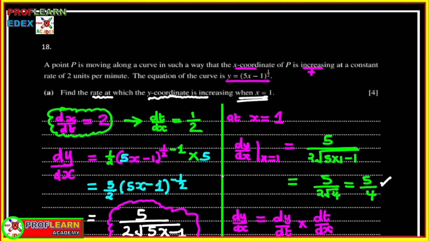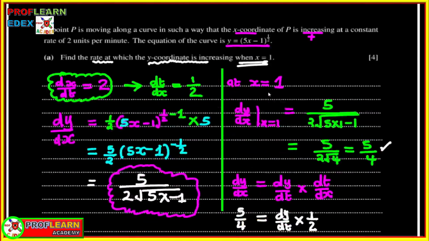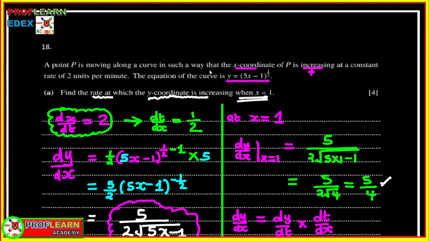Okay, now in question number 18, a point P is moving along a curve in such a way that the x coordinate of the point P is increasing at a constant rate, 2 units per minute. The equation of the curve is this. So find the rate at which the y coordinate is increasing when x equals 1. So from this part we know that it's increasing, so we have a positive value for the rate of change of x. So dx/dt is going to be equal to 2.